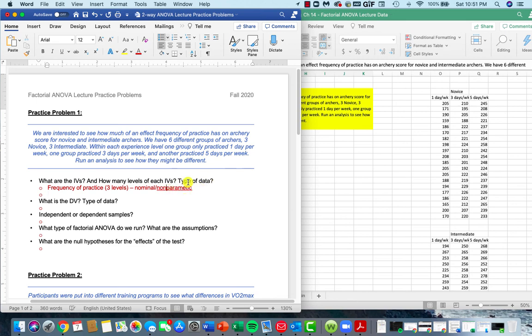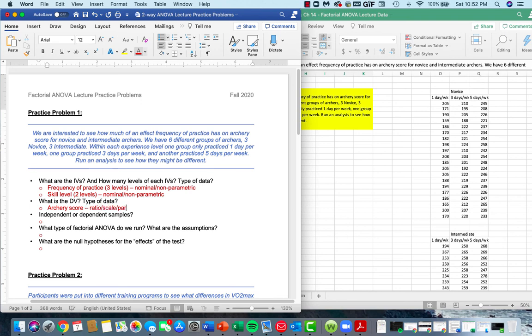We also have our second independent variable, which is skill level. Okay, so skill level, that's going to be 2 levels because we've got novice and intermediate, and this is also nominal or non-parametric. So this already gives us an idea that we have a two-way ANOVA because there are two independent variables being investigated. The dependent variable is archery score. That's what we are directly measuring, and that's going to be ratio.